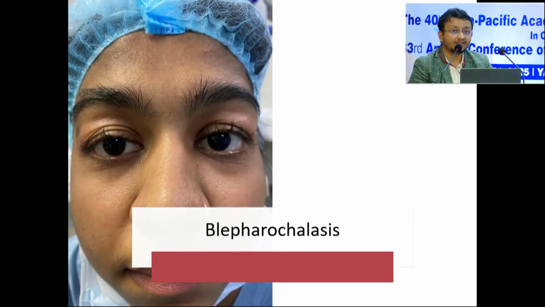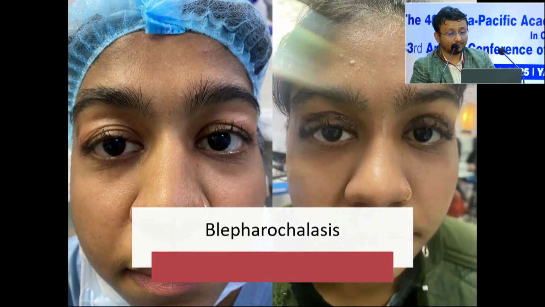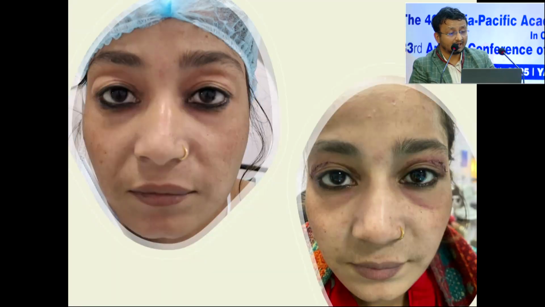So the next indication where you definitely require surgical intervention is patients with blepharochalasis who come with recurrent inflammatory conditions, and there is a lot of loose hanging skin there. So this was a patient at 1 week follow-up with the sutures in place. Another patient who had lateral differential blepharoplasty done.